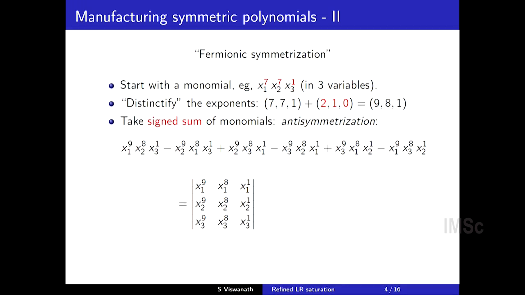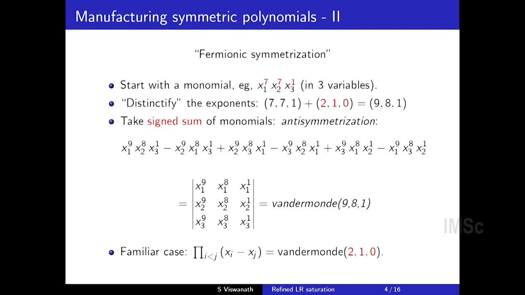And if you look at it, what we are really doing is, in fancy terms, writing down or evaluating this determinant, which is x1, x2, x3 along the 3 rows with 9, 8, and 1 as the exponents. And this is the familiar Vandermonde determinant, or some mild variant thereof.